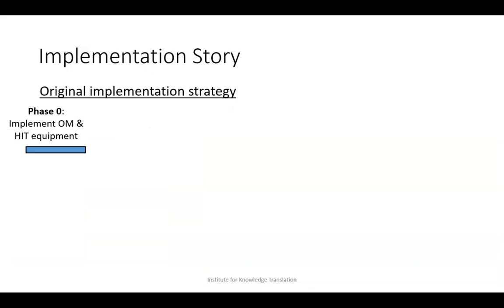So the original plan for this project was, prior to actually starting the implementation or even the usual care, we wanted to implement standardized outcome measures as well as make sure all the therapists were trained on how to use the heart rate monitors, treadmills, whatever other sort of equipment was available that they might be able to use to provide high intensity gait training. And the reason we did that was we didn't want the equipment or training related to the equipment to be part of what we were implementing. That was something that we wanted to be separate.